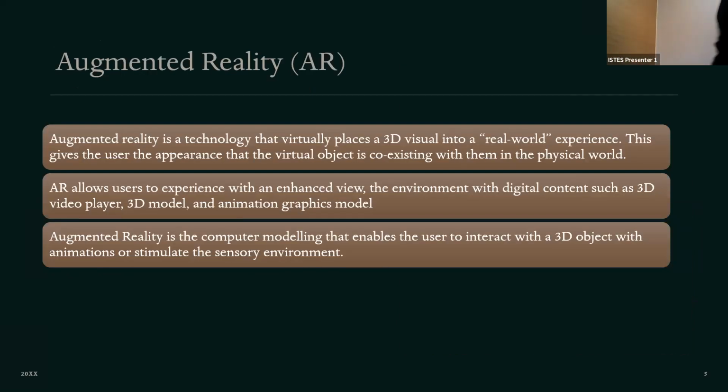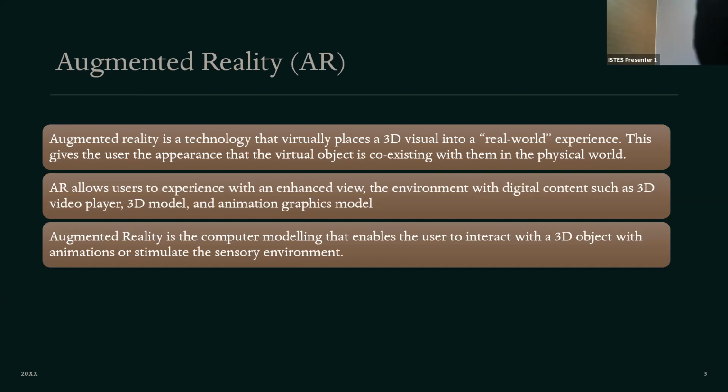So this is some introduction about augmented reality. It is a technology that virtually places a 3D visual. You can see an object in 2D, but this is 3D, such as video. It's a 3D object in a real world experience. So this gives the user the appearance that the virtual object is coexisting with them in the physical world. It's something visual that you can see, but you cannot touch it. Just see it.